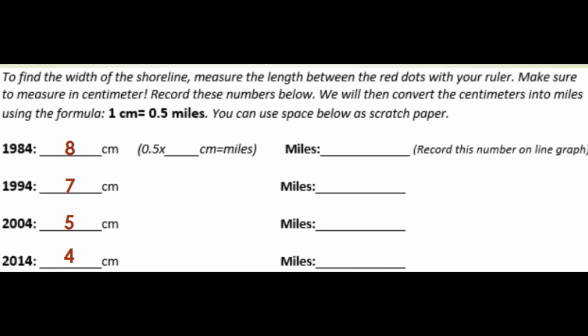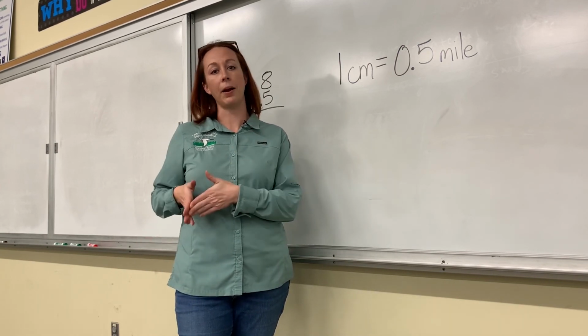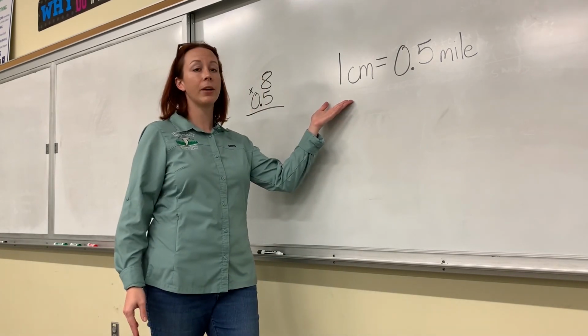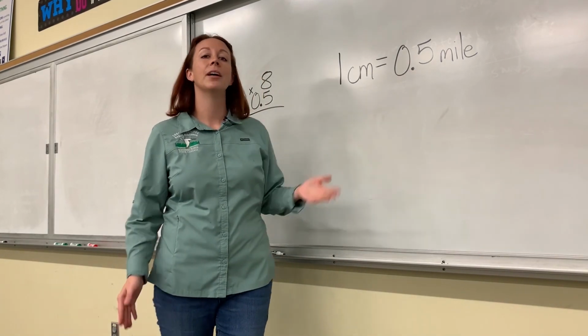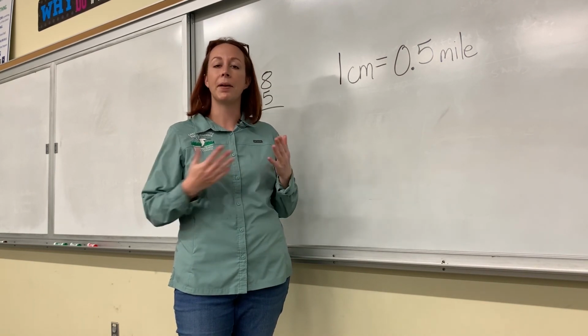The measurements are 7 centimeters for 1994, 5 centimeters for 2004, and 4 centimeters for 2014. Now we need to convert our centimeters into miles, and we will do that by using a conversion formula of 1 centimeter equals half of a mile. So now we'll multiply our measurements that were taken in centimeters by 5/10.